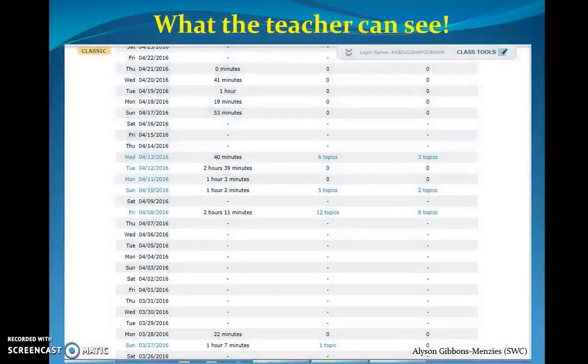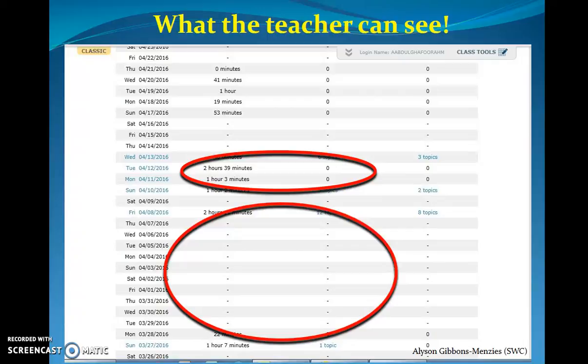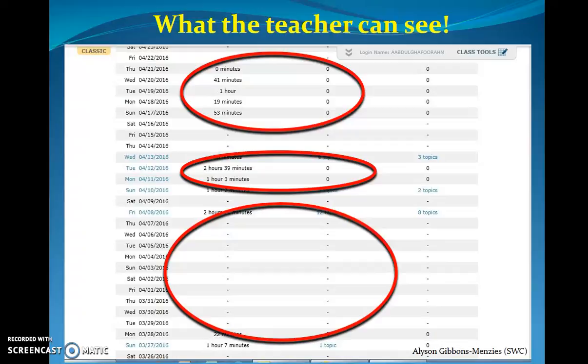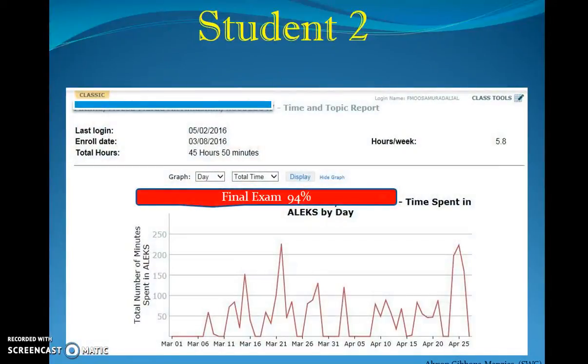This is the same student but it's what his or her teacher can see in Aleks. This was the holiday. 0 topics completed. No hours spent in Aleks. This was the time spent in Aleks after the holiday. 0 topics completed. And this was the time spent in Aleks before the final exam. 0 topics completed. Now let's look at student 2.